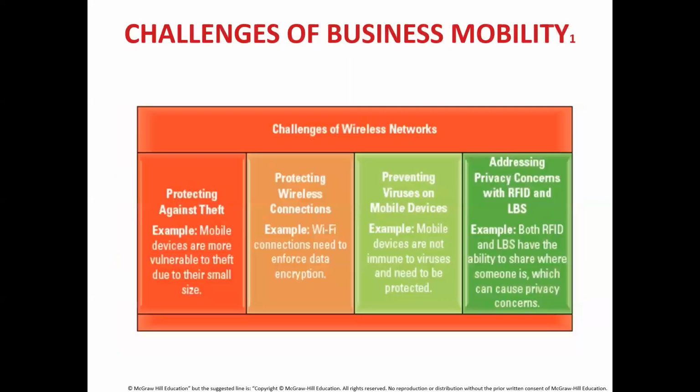And the challenges may include protecting against data loss. For example, mobile devices are more vulnerable to theft due to their small size. Protecting wireless connections. For example, Wi-Fi connections need to enforce data encryption. The next challenge is preventing viruses on a mobile phone. Mobile devices are not immune to viruses and need to be protected. And finally, addressing privacy concerns with RFID and location-based services. For example, both RFID and location-based services have the ability to share where someone is, which can cause privacy concerns.